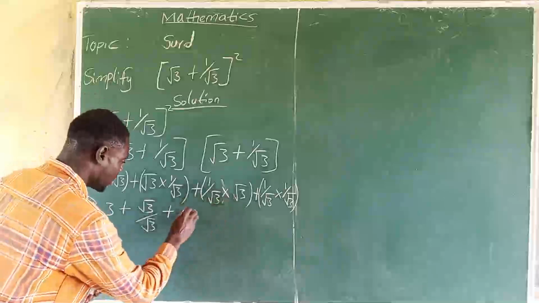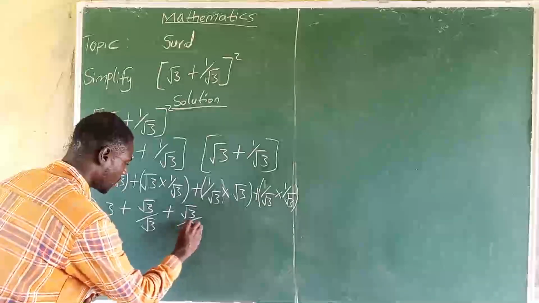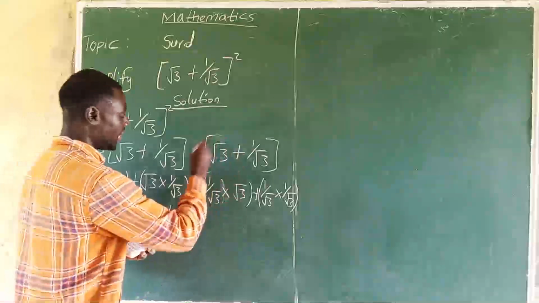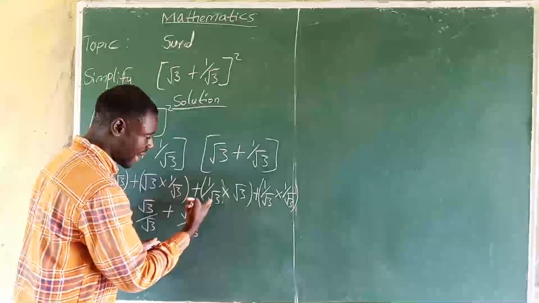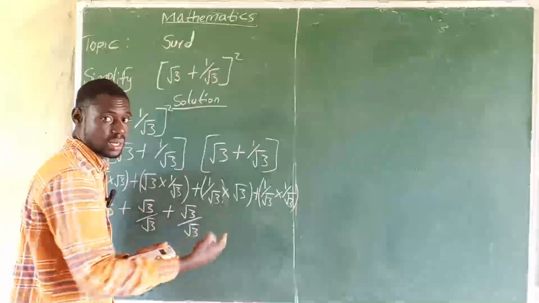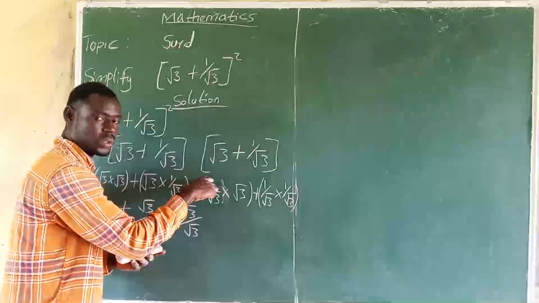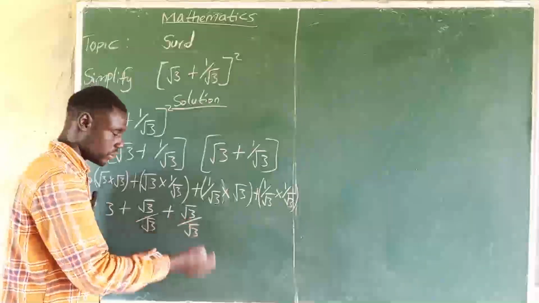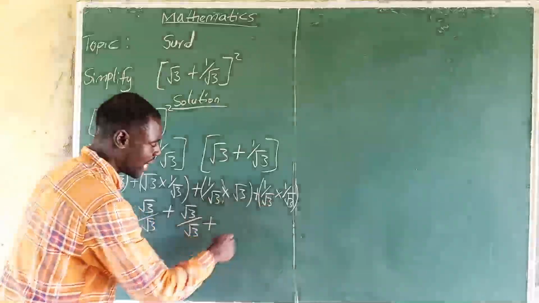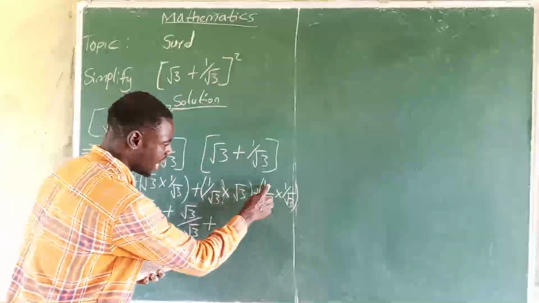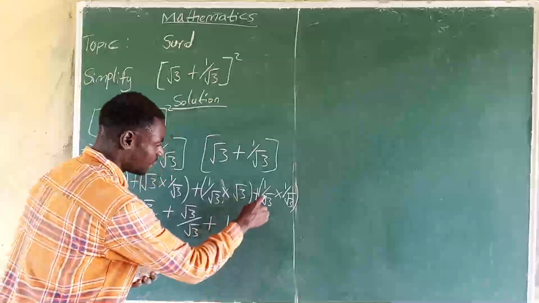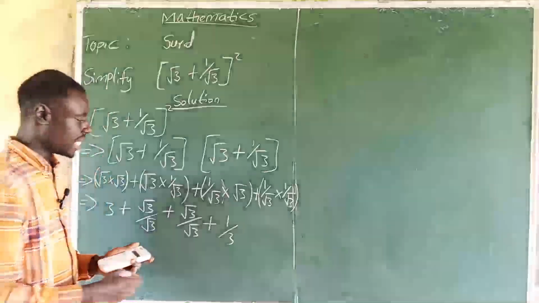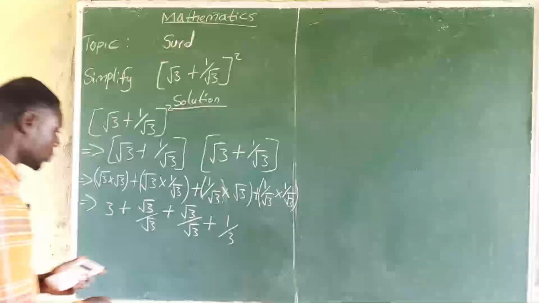Plus, observe this. This will give us root 3 over root 3. What I'm trying to do here is, there's something in mathematics: whenever a fraction and a whole number are multiplying, the whole number goes to the numerator. So it's just as if I'm using root 3 to multiply 1. That's what I did here. Okay? Plus, observe this. These two are the same, right? So 1 times 1 will give us 1 over root 3 times root 3, which will give us 3.